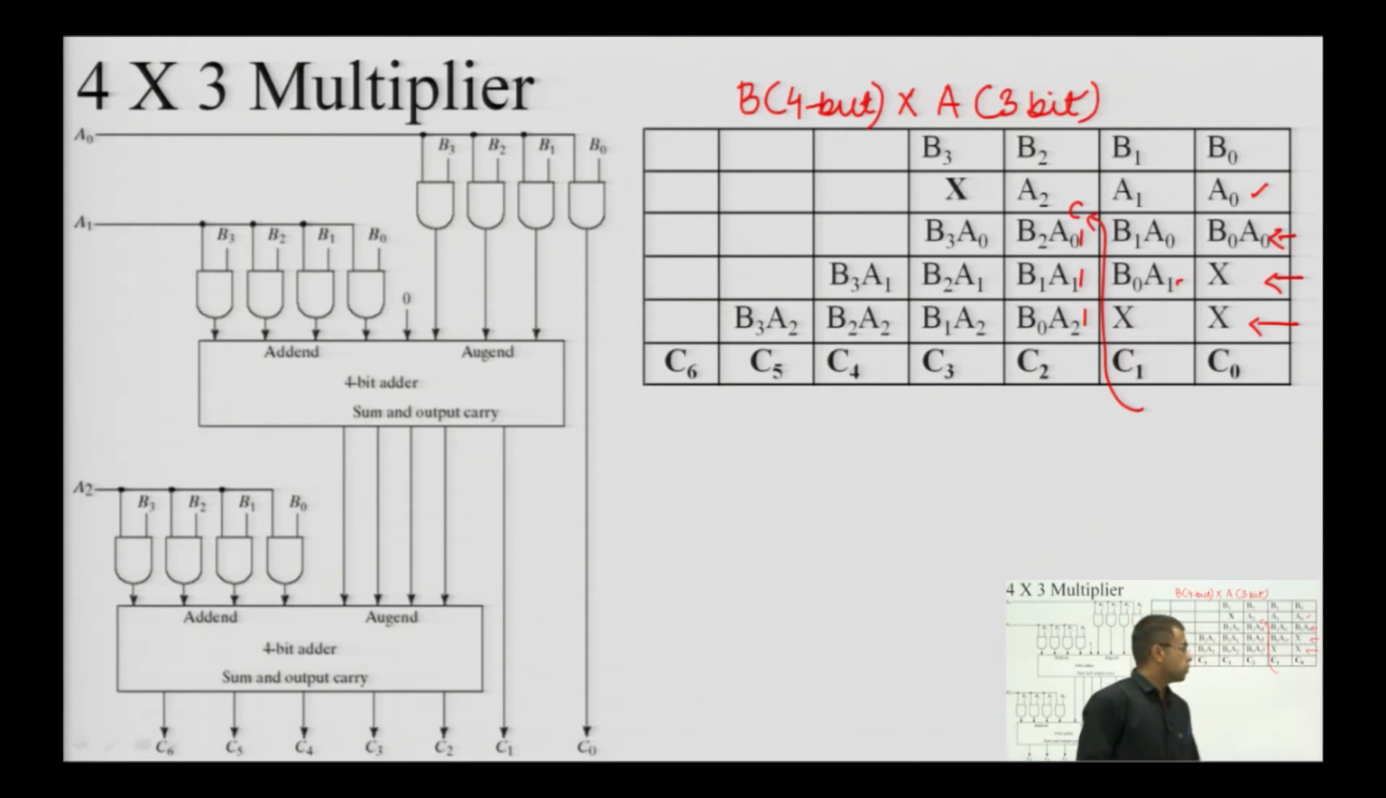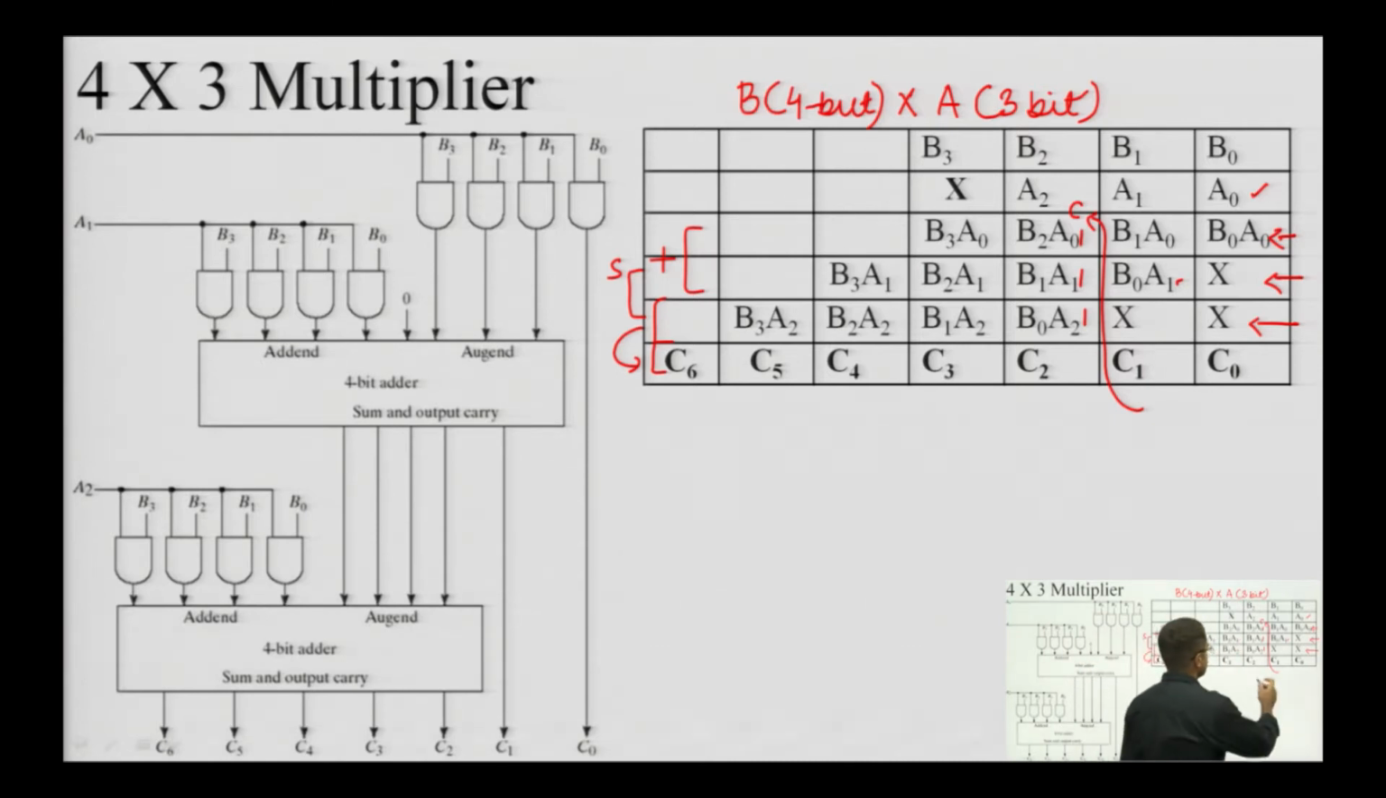Okay. So, for this we will be first adding these 2 rows. First we will be adding these 2 rows, then the sum which will be generated will be added with this third row, and this will be the final multiplication result. Okay. So, this is the concept of 4 cross 3 multiplication. So, let us start with the circuit preparation.